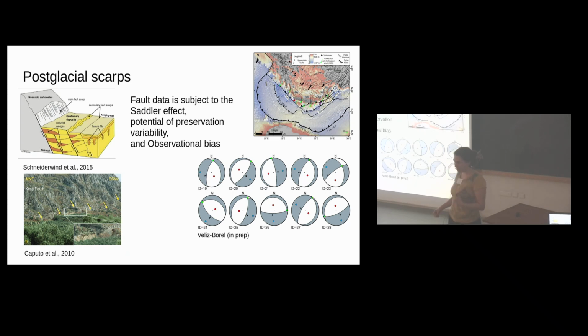So to avoid having faults with good access overrepresented in the stress inversion, what I did was to average all the measurements per fault into one plot. So instead of working with all the entries I had in the field, I worked with the processed data set of 44 active faults, and I took only one value per fault.